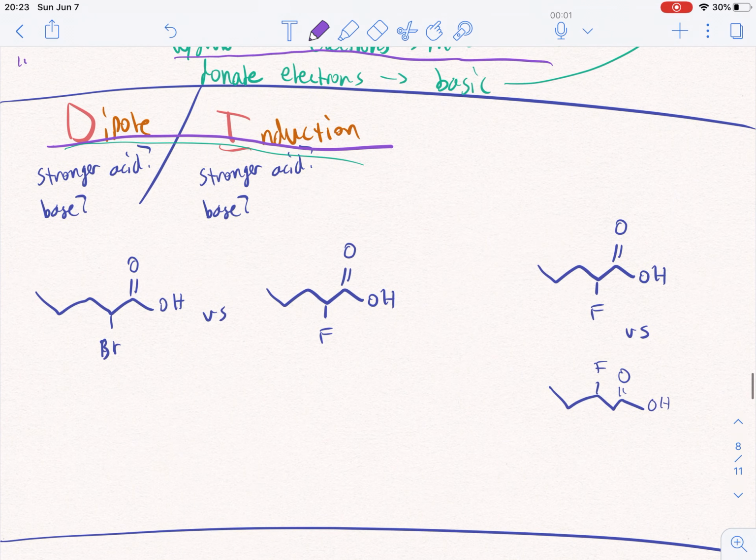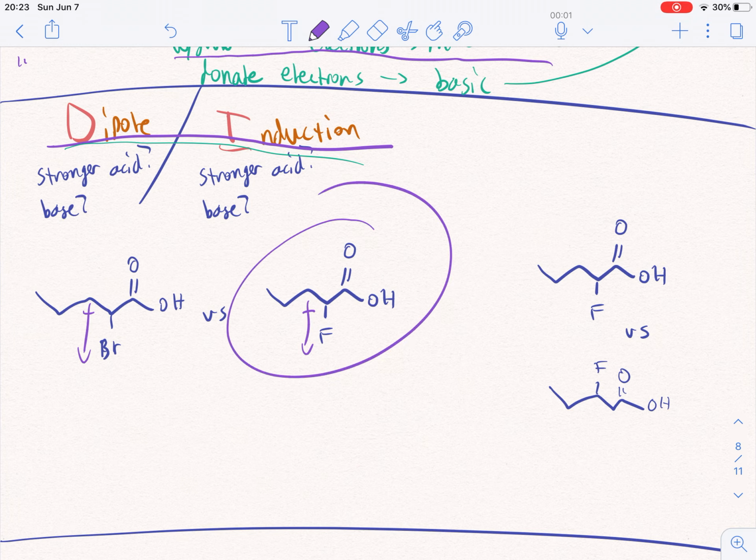Dipole and induction is literally how much these elements pull on each other, or pull on the molecule, right? Fluorine is very electronegative, so it's going to pull way more than bromine. This is going to be the stronger acid. So the more electronegative atom, acidic. The least electronegative atom, basic.